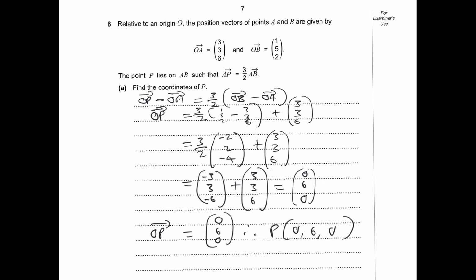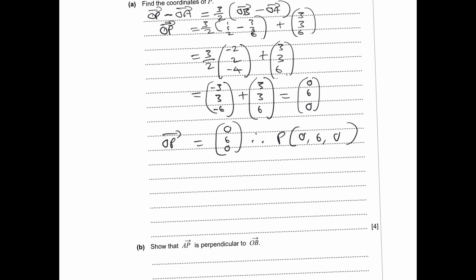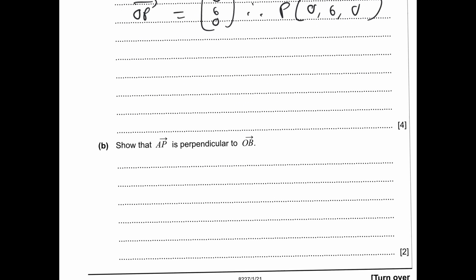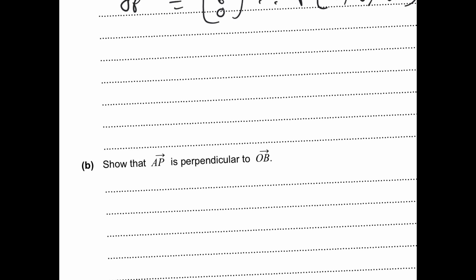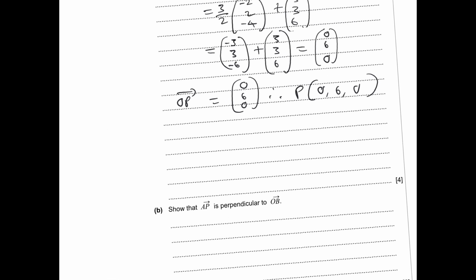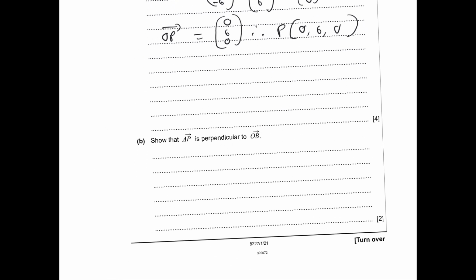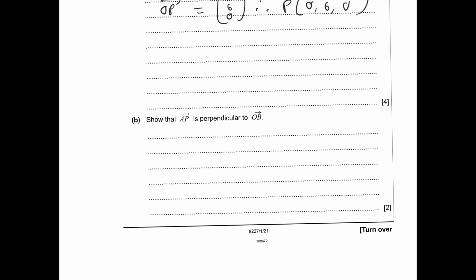All right, now moving on to the second part of the question, which is B. Show that AP is perpendicular to OB. Now, vectors that are perpendicular to each other, what is it that we know about them? We expect the scalar product of AP and OB to be equal to 0. That's what we need to do. So we have our AP, and OB, of course, is given.